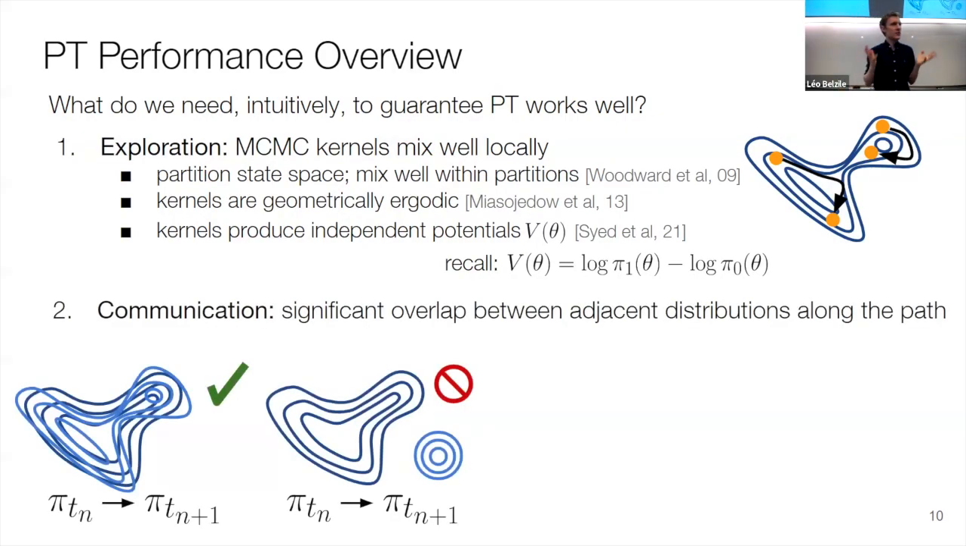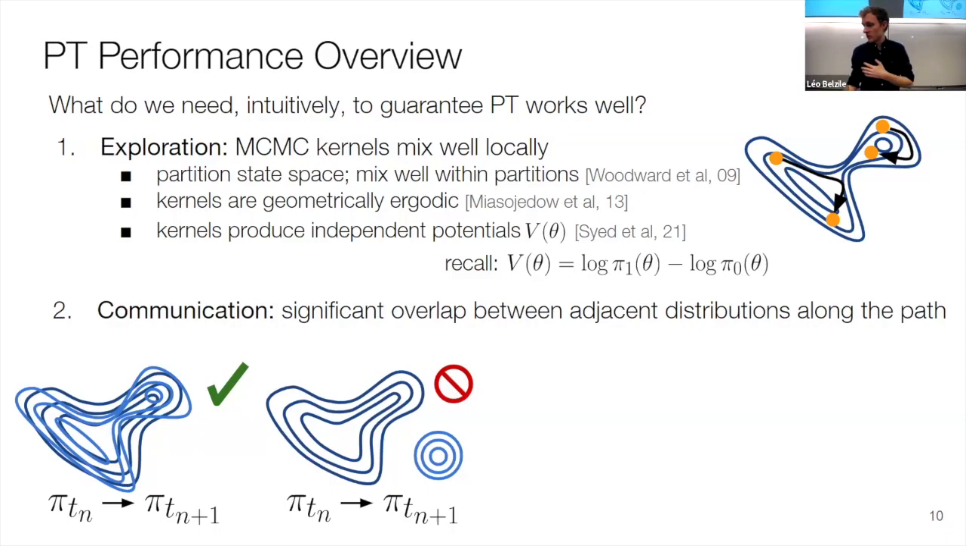The second thing we need is for communication in parallel tempering to work well. For this to be true, what we need is that there is significant overlap between adjacent distributions on the path, right? If I'm interchanging states between those distributions, they have to look similar. If they don't, I'll reject all of my proposal swaps.